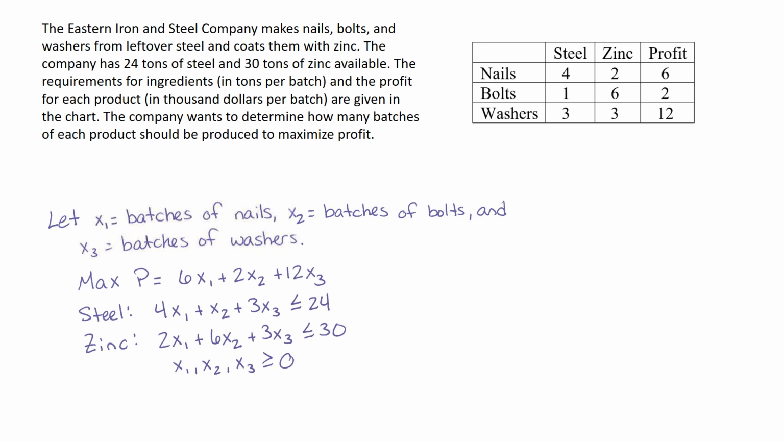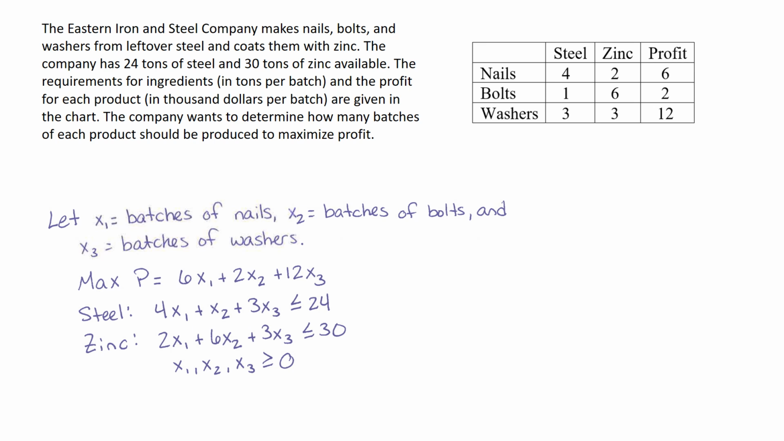The zinc constraint: 2x1 plus 6x2 plus 3x3 has to be less than or equal to the tons of zinc available, which is 30. And x1, x2, and x3 are all greater than or equal to 0 because we cannot make a negative batch of nails, bolts, or washers.